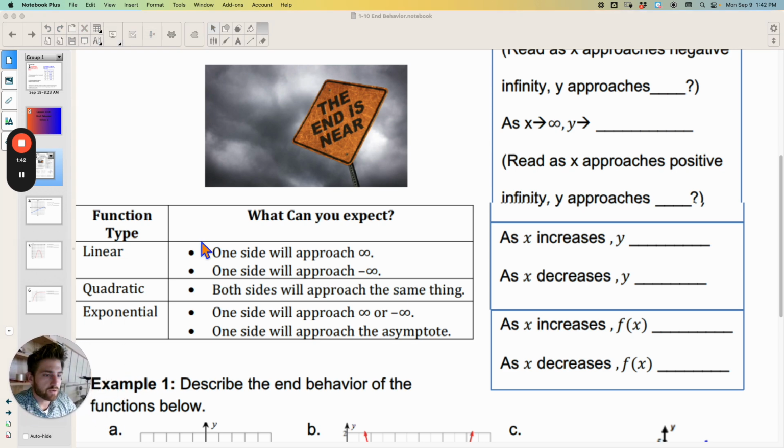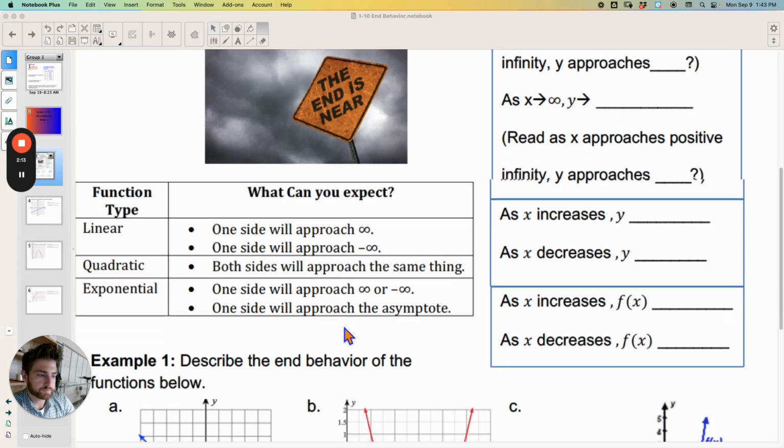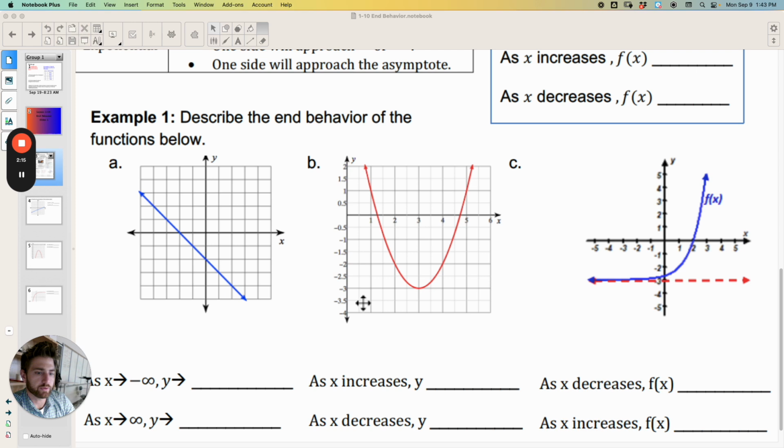Okay. So a couple different things with the linear. You should expect to see that as one side approaches positive infinity, the other side is going to approach negative infinity. With quadratics, they're both going to approach the same thing. So both sides of your graph are going to approach either positive infinity or negative infinity. So they'll both go the same way. And then if you have exponential, one will approach positive or negative infinity, and then the other will approach wherever the asymptote is.